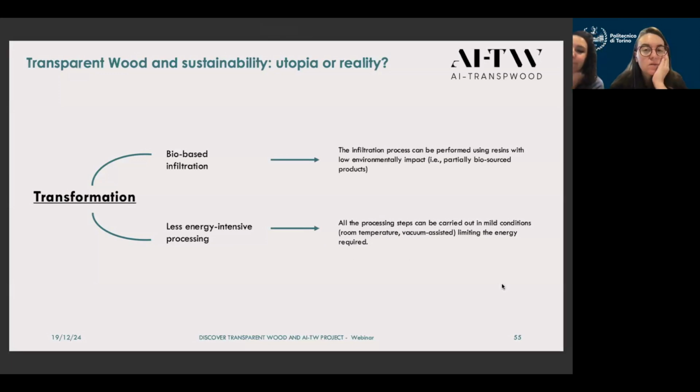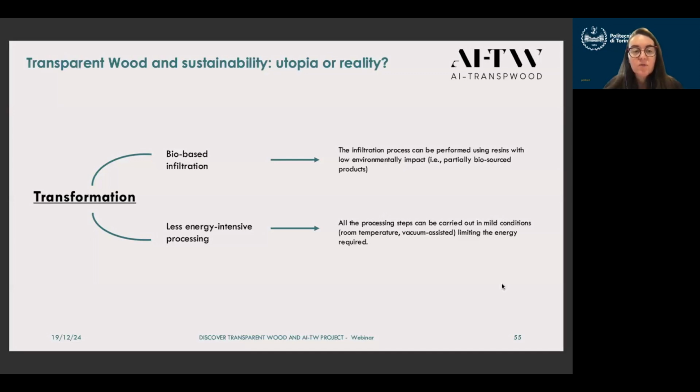So, something about the transformation of transparent wood. One of the key areas of innovation in the production of transparent wood is the use of resins that need to be environmentally friendly and partially biosourced, because this approach enhances the sustainability of the material, reducing its reliance on petrochemical products. Researchers are trying to minimize the overall environmental impact of this production.